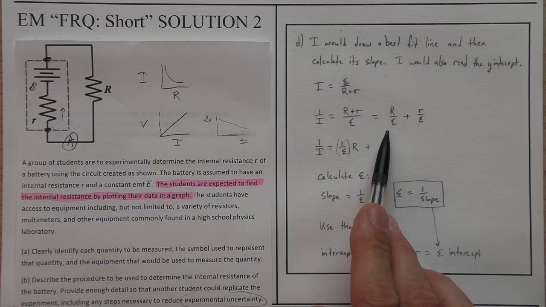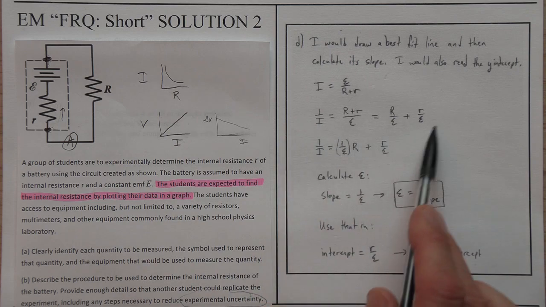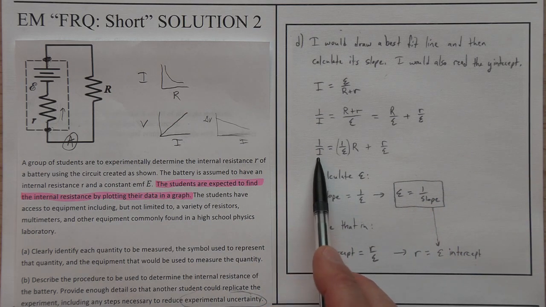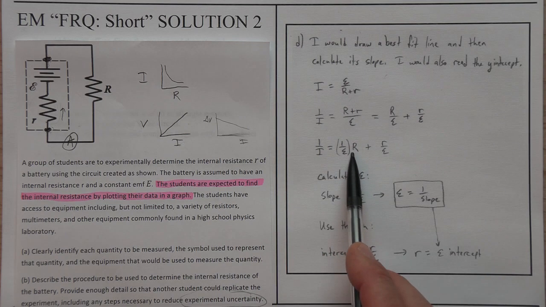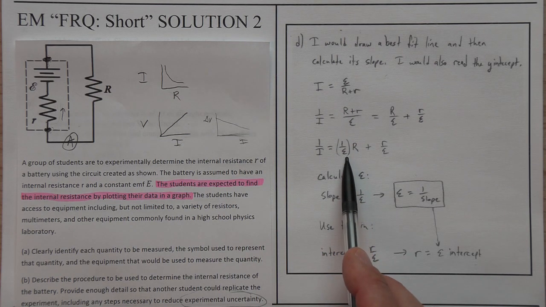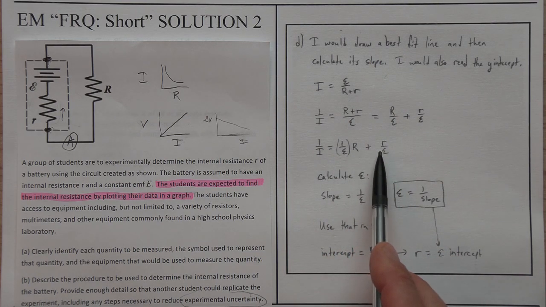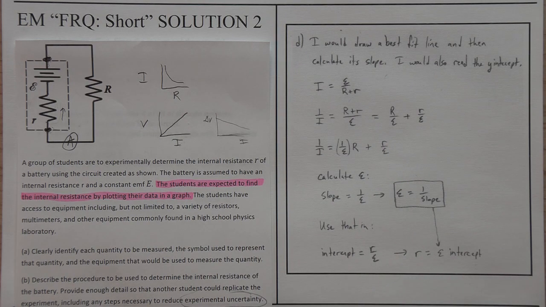So now I split this up like this, and it's evident right here, but I'm going to rewrite it just like this. So 1 over I, there's my y-axis. R is on the x-axis. The slope is now 1 over EMF. That comes from this term. So y equals mx plus b. So the internal resistance will be determined by the y-intercept.